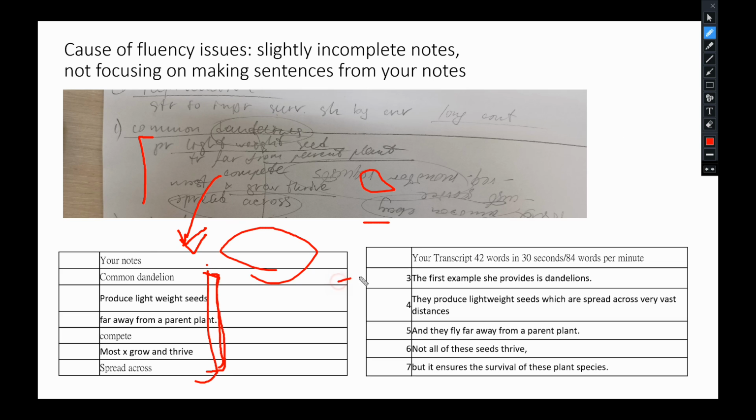And you mostly faithfully follow your notes. But for some reason, you still have a lot of pauses. I think, based on my experience with more than 2,000 students, it's because you're thinking too much ahead. What do I mean by that? You're not focusing entirely on the current sentence that you're making.